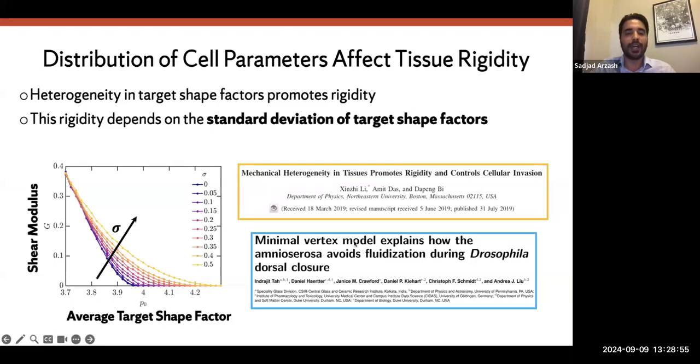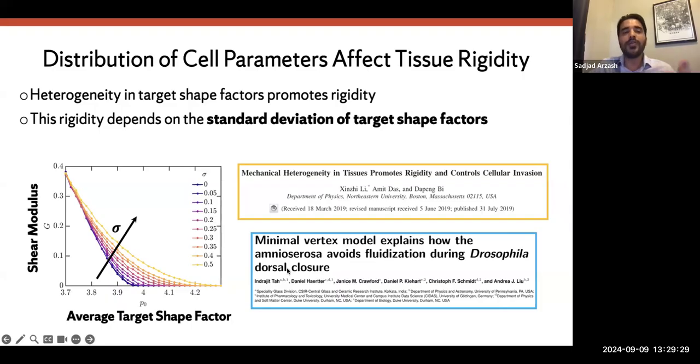In this plot, I'm showing the shear modulus versus the average target shape factor by increasing the standard deviation of this shape factor. So if we add a heterogeneous shape factor for this tissue, and then just increase the standard deviation of this normal distribution, we can see that we can tune where the rigidity transition is, basically by increasing this standard deviation.